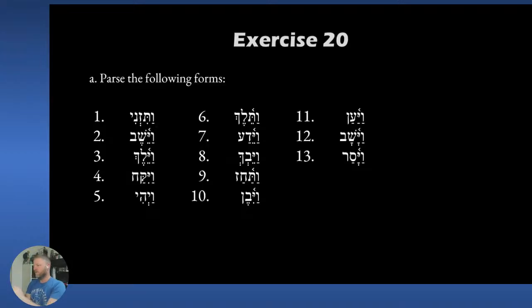Okay. Vayasar. This one is a little bit weird because it doesn't go Yasor, but Yasar, and it's also from Sar, Sur. Yasur, he will turn aside. Vayasar, he turned aside. I believe that's Exodus chapter 3. He turned aside to look at the mountain, the bush that was burning.